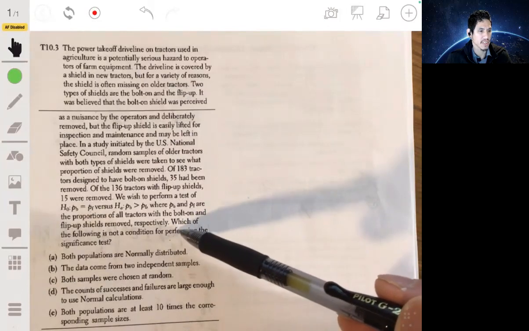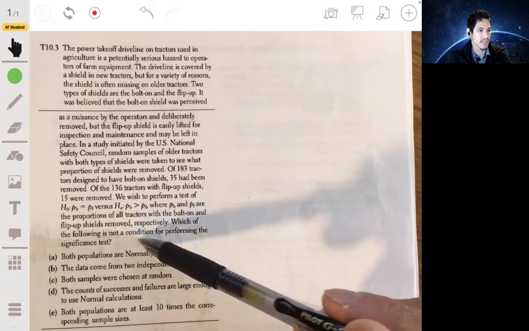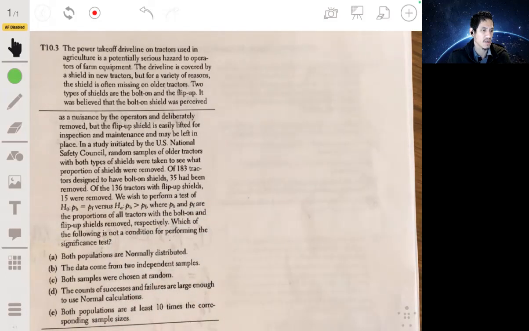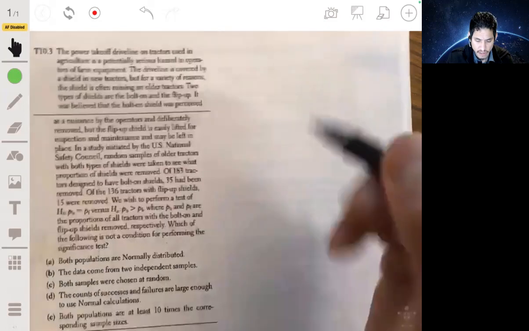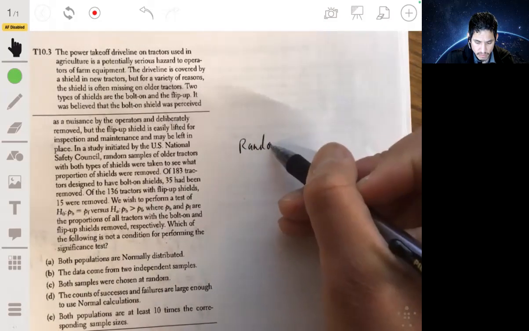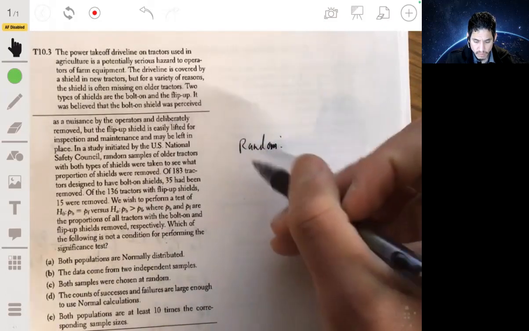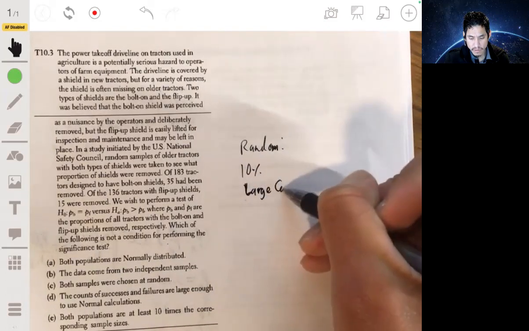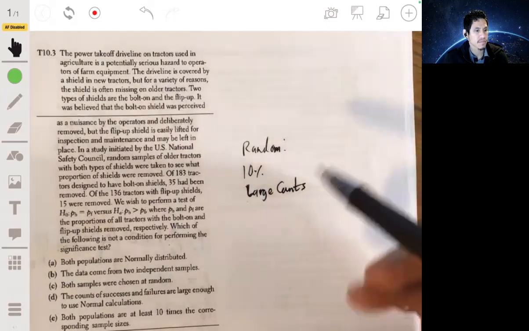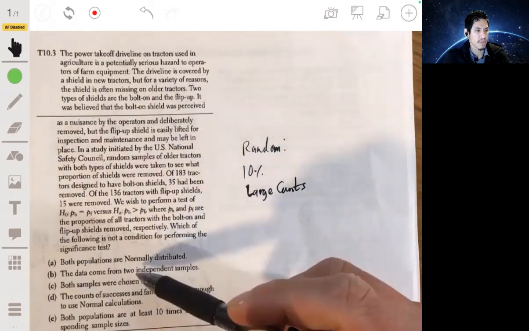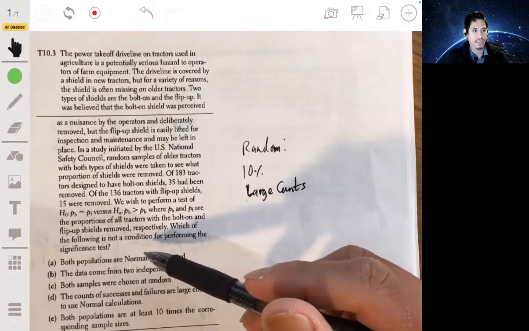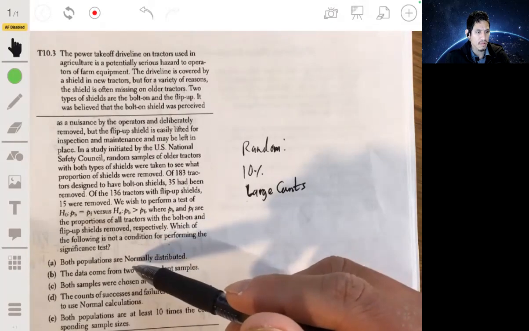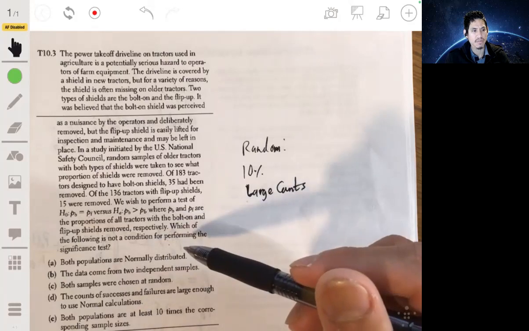And the question is, which of the following is not a condition for performing the significance test? Okay, so remember the conditions are the random, 10%, and large counts. So let's see what we got here. Both populations are normally distributed. They don't have to be normally distributed.